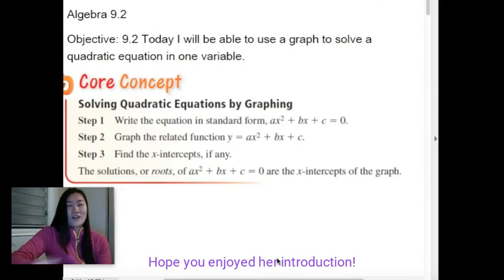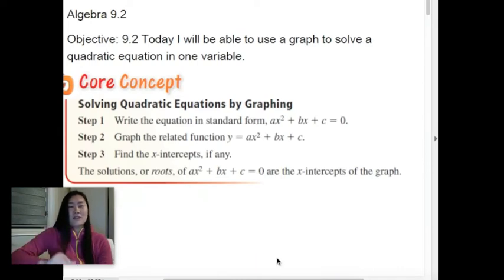So she really wanted to say solving quadratic equation by graphing, but that's too long for her, so I kept it short. She wanted to introduce you to today's topic. And we've talked a lot about this already, but there are 3 steps in solving quadratic equations by graphing.